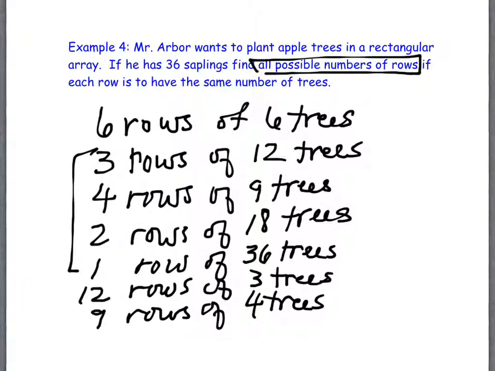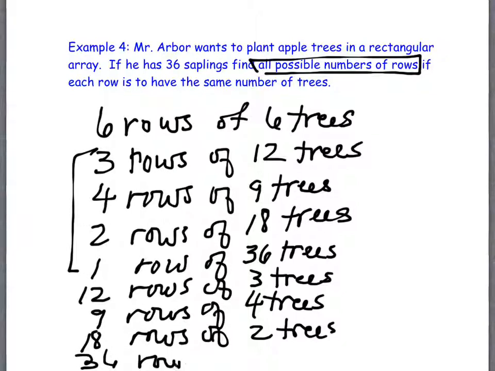Yeah, the reason is because the question actually asked, find all possible numbers of rows. So that's why we're doing it. What else do we have? 18 rows of 2 trees. There's 1 left, right? 36 rows of 1 tree, which sounds odd, but that's okay. So these are my options. These are all of my different row options.